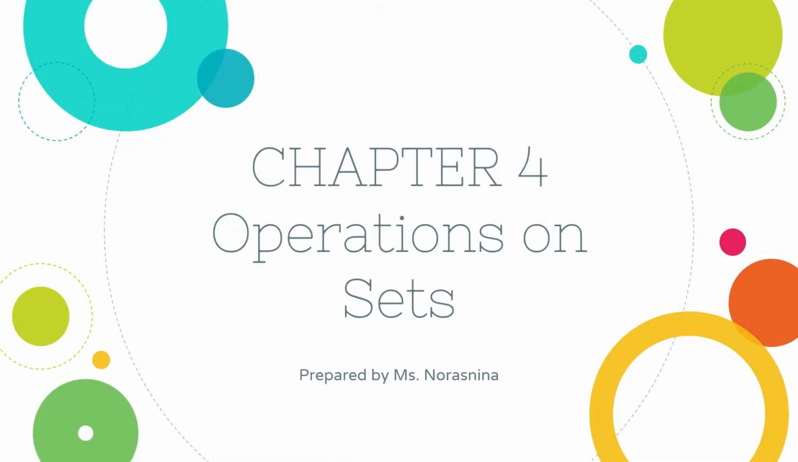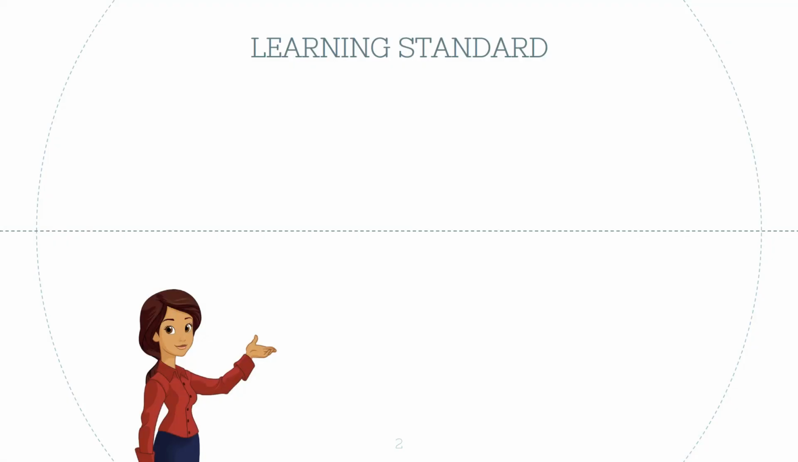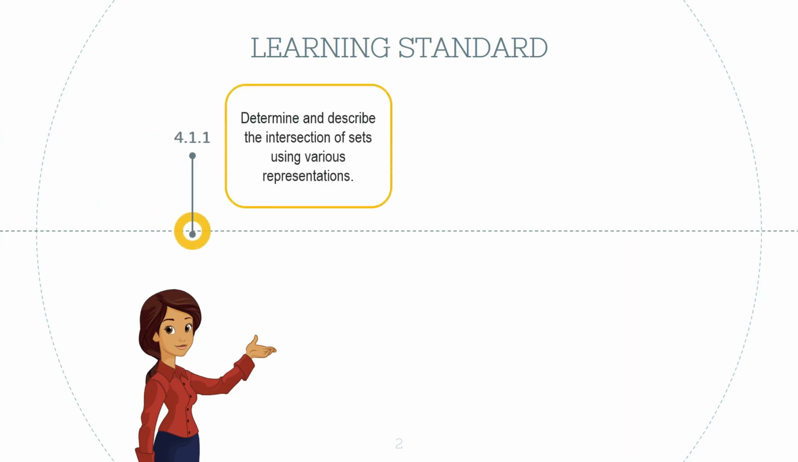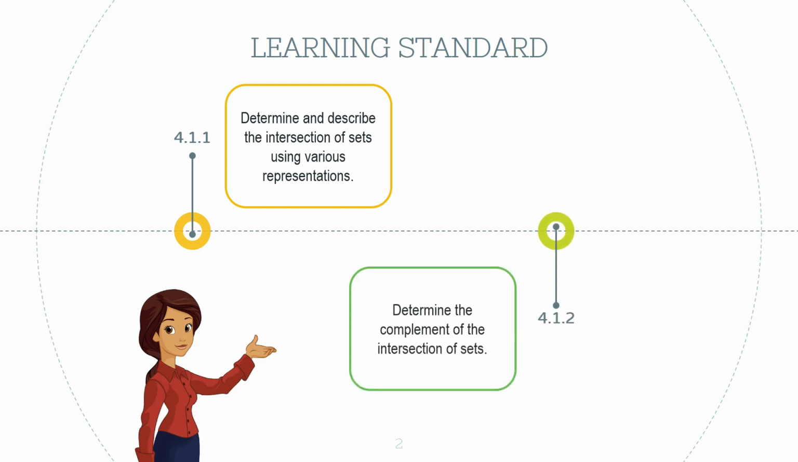Okay, today we will learn about chapter 4, which is operations on sets. Before, you already learned about set, so you already know what a set is. There are two learning standards for today's lesson: 4.1.1, determine and describe the intersection of sets using various representations, and 4.1.2, determine the complement of the intersection of sets.